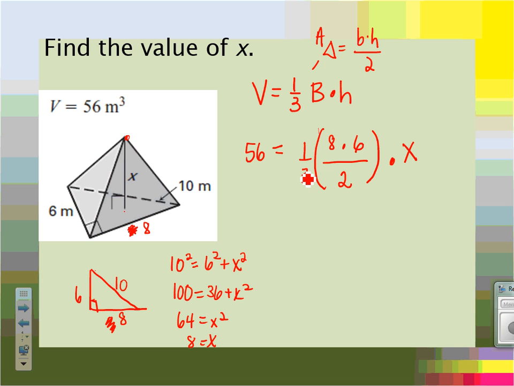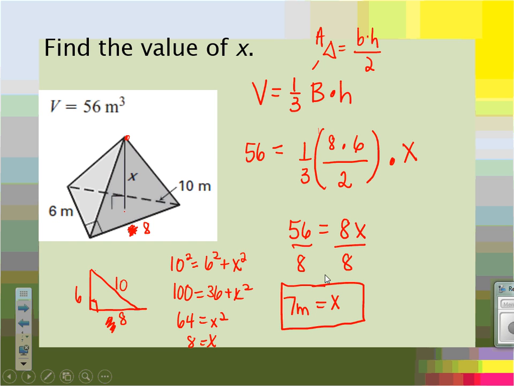I take 1/3 times 8 times 6 and divide that by 2, and I get 8x divided by 8, and x is equal to 7 meters. So the height of this triangular pyramid is 7 meters. Okay, so that is pyramids.